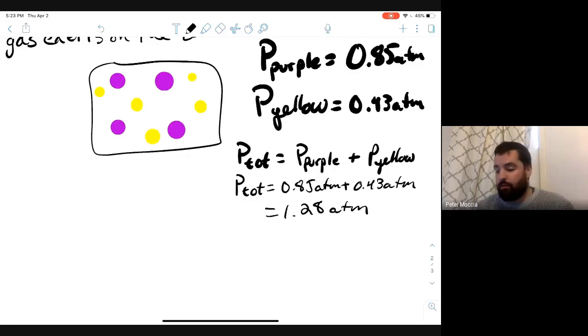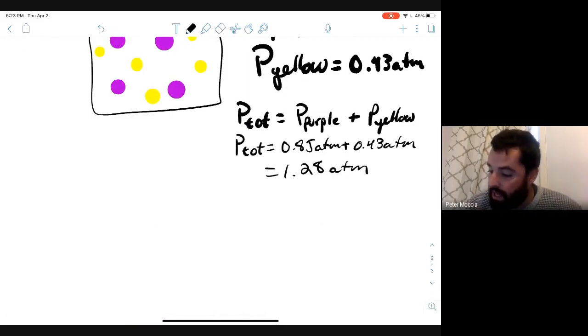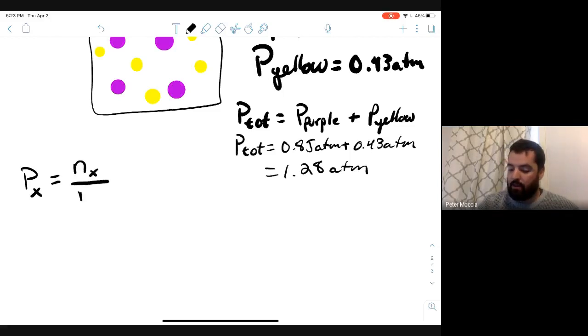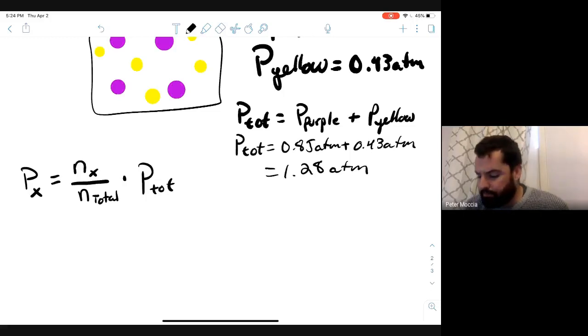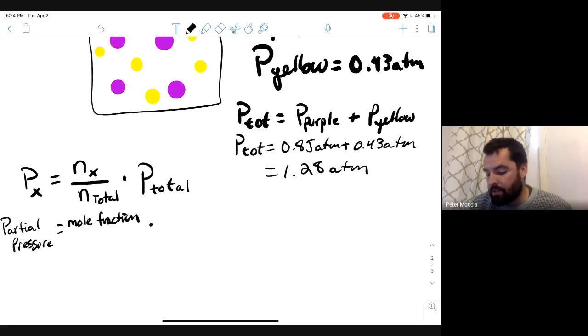If you want to find the individual pressure, you can either use this equation, or we could say the partial pressure exerted by gas X is equal to the moles of gas X divided by the total moles times the total pressure. This right here, n_x over n total, we call the mole fraction. So in words, the partial pressure is equal to the mole fraction times the total pressure.